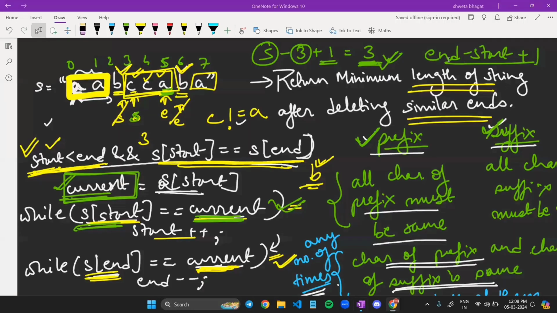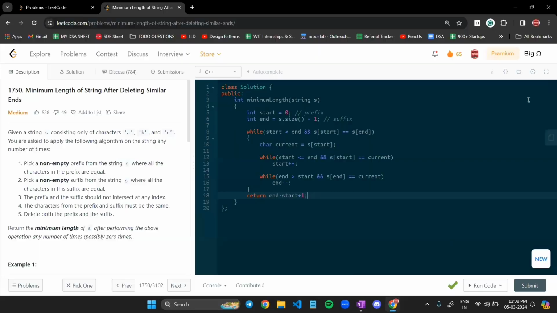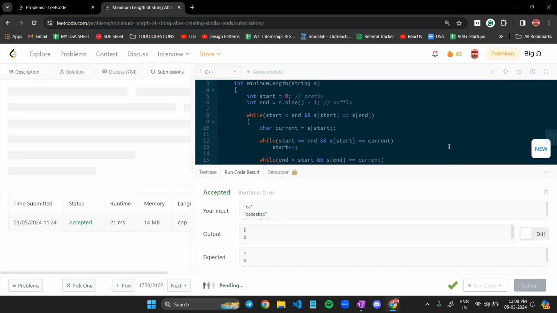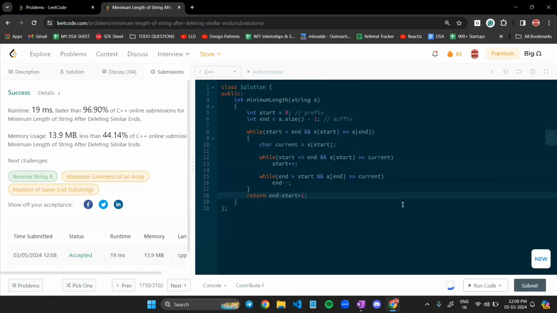And finally, what we were doing is we were returning n minus start plus 1, because how are we going to find the length? We were using n minus start plus 1 to find the length, right? And now let's run this. So it's giving us the correct answer. Let's submit it. So it got accepted.